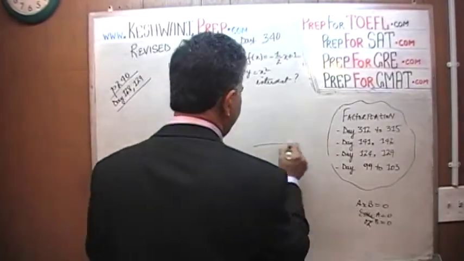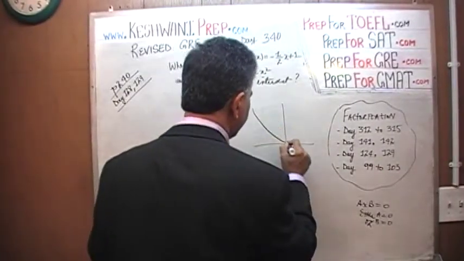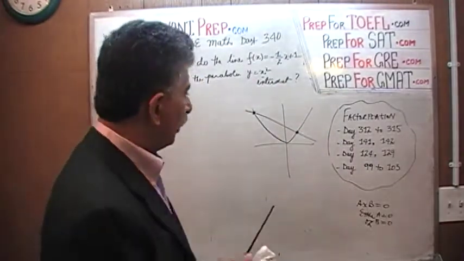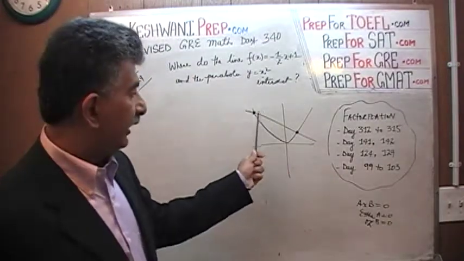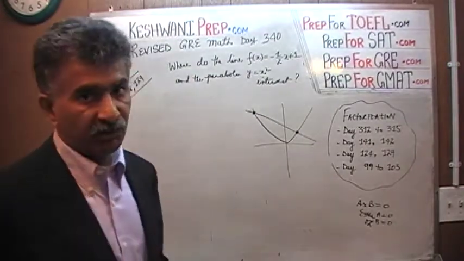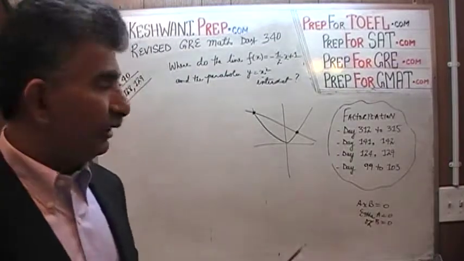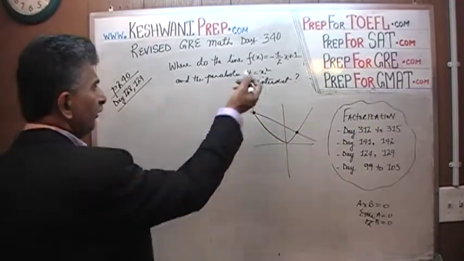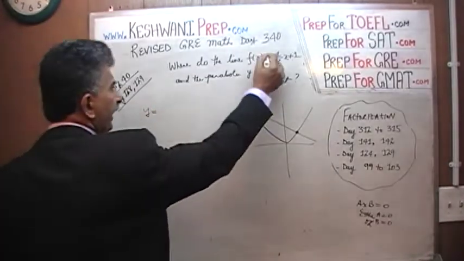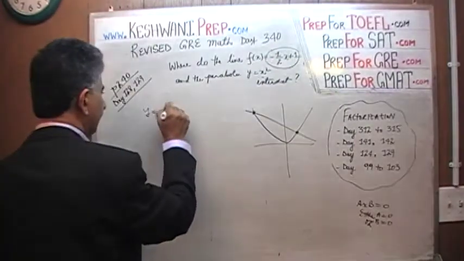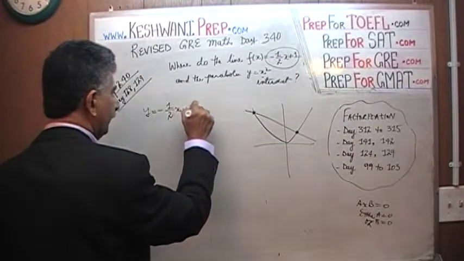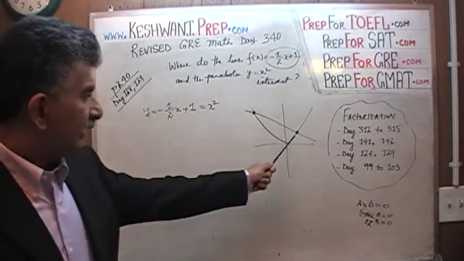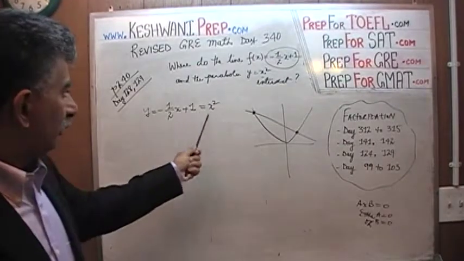The place where they intersect, the coordinates of this point have to satisfy the line as well as the parabola, which is why we say that they intersect there. That means the value of the y coordinate over there is the same, and so is the value of the x coordinate. So the line, negative half x plus 1, has to be the same as the y coordinate of the parabola. We equate the two and we just solve for x.